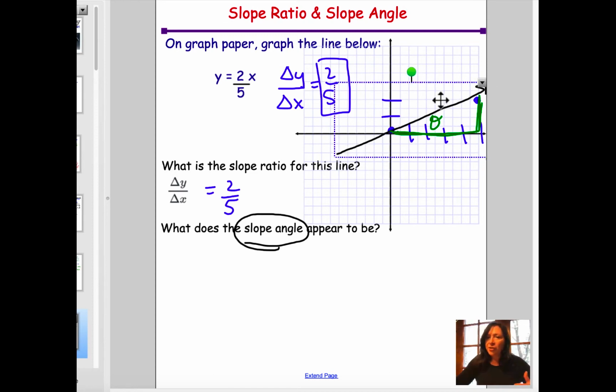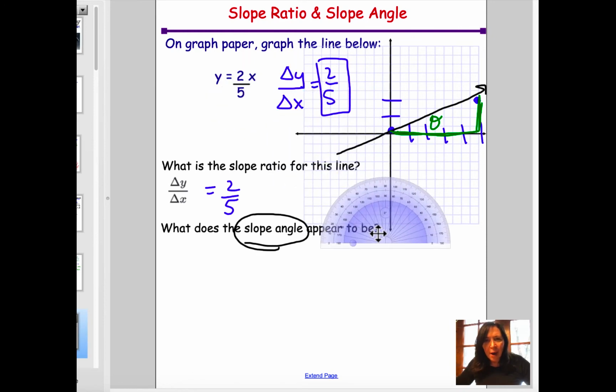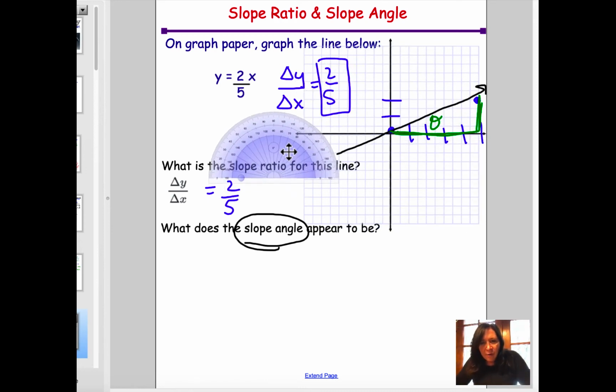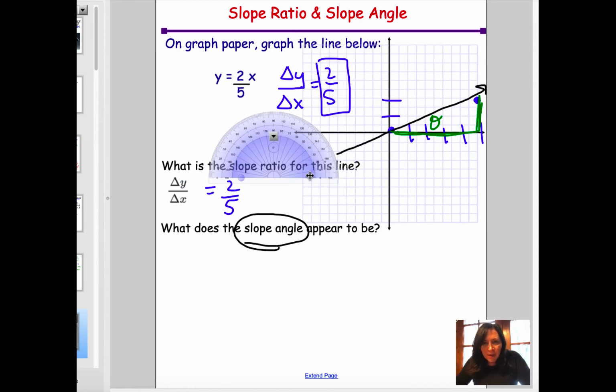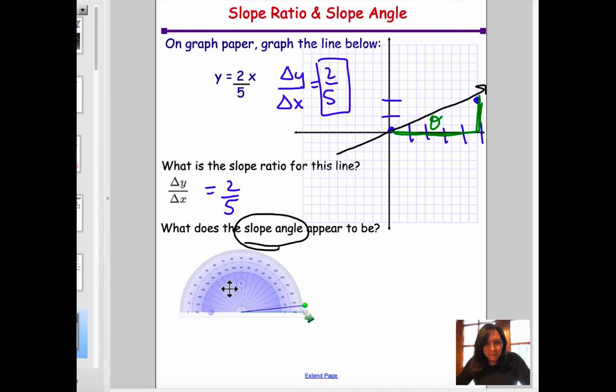What I want you to do is take out your protractor. Let me take mine out. Where's my protractor? There it is. I want you to take your protractor and figure out what the measure of that angle is, okay? If you've never used a protractor before, let me see if I can make this a little bit bigger. Possibly. Nope. Maybe. Let's see. I don't think I can.